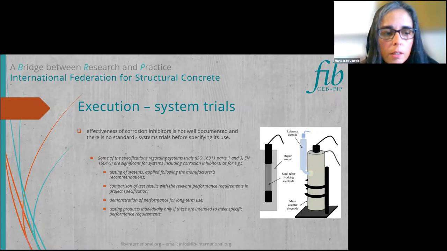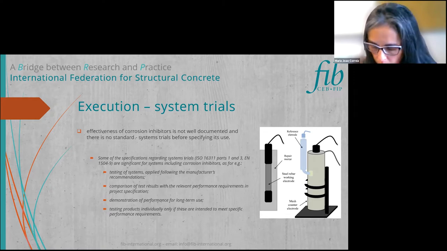System trials are also recommendable for proof of the corrosion inhibitor's effectiveness. Relevant specifications include following the manufacturer's recommendations during the testing of the systems, comparison of the test results with the relevant performance requirements in project specification, and the demonstration of performance for the long-term use.